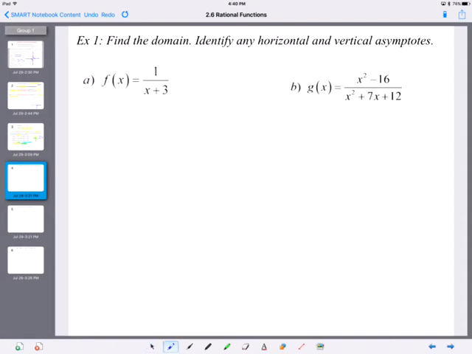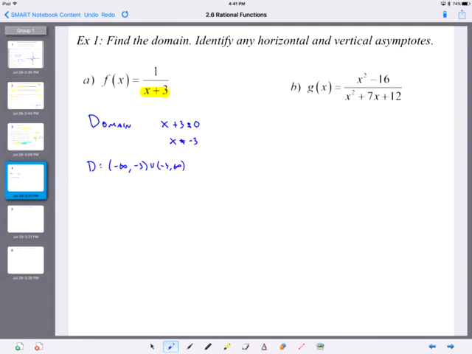So on the first one here, f of x equals 1 over x plus 3. Well, your denominator has to do with your domain. So x plus 3 cannot equal 0. So what value of x makes the denominator equal to 0? Negative 3. So your domain is all real numbers except for negative 3. So negative infinity to negative 3, and then we're going to do the union. And so that means all real numbers except for negative 3.